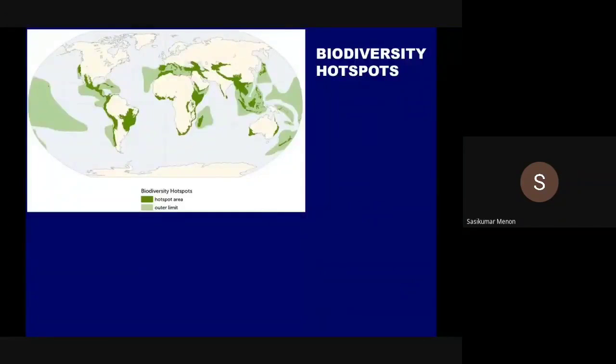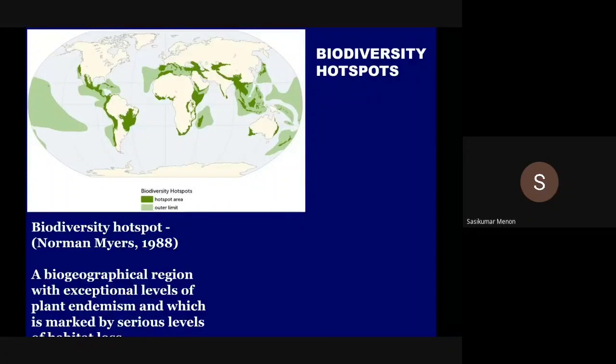We talk about biodiversity hotspots. These are very common terms, and many of us look at hotspots as, oh, this is a very rich biodiversity zone. Actually, hotspots have a negative connotation of what is happening to biodiversity. These are the hotspots that we have all over the world, and in India, we also have hotspots. Biodiversity hotspot is defined: it was the ecologist Norman Myers in 1988 who coined this term.